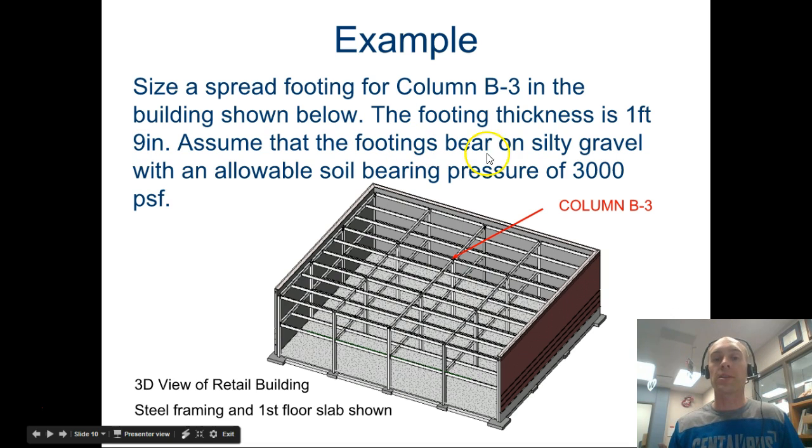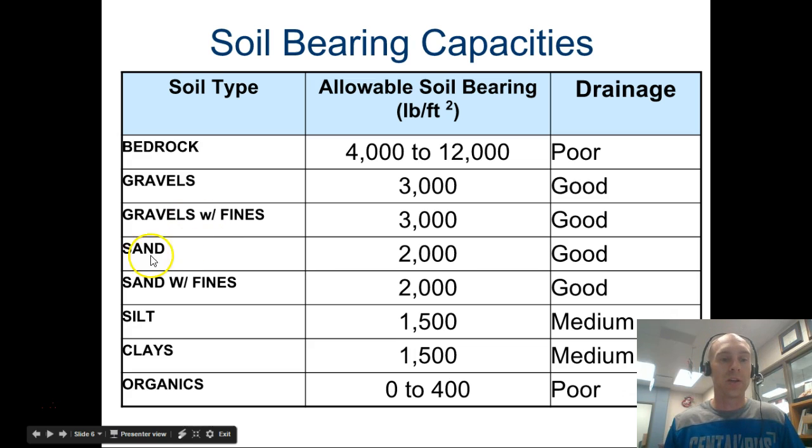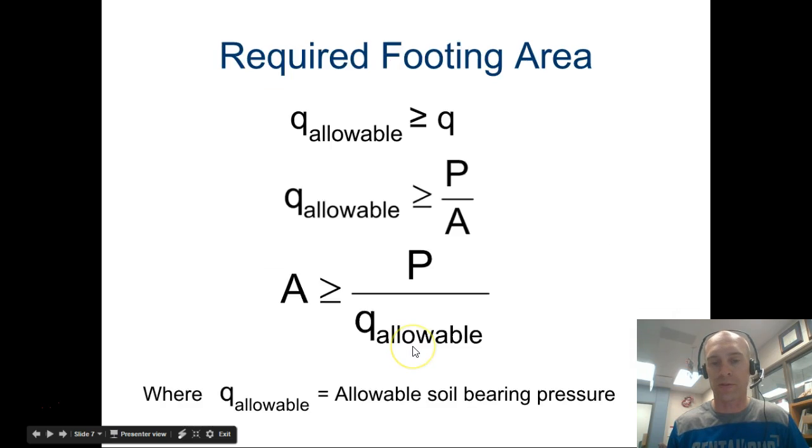And we're going to assume the footings bear on silty gravel with a pressure of 3,000 pounds per square foot. Well, where do we get the 3,000 from? I'm going to show you. If we go back to here, you can see gravels with fine silty gravel, 3,000 pounds per square foot. So that's where we get these numbers from. So if the problem tells you it's going to be built on clays, you just go to the table and you say, oh, that's 1,500 pounds per square foot.